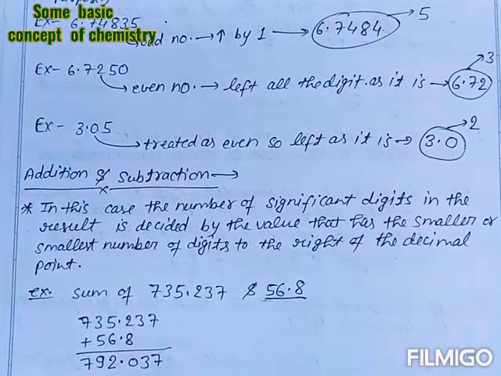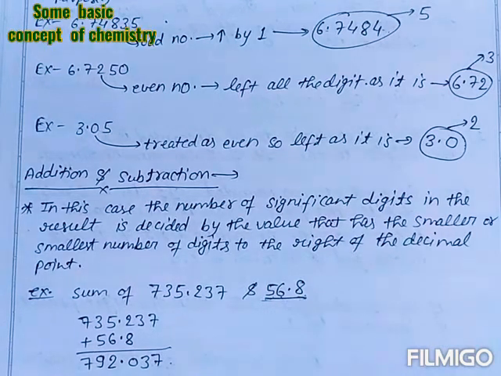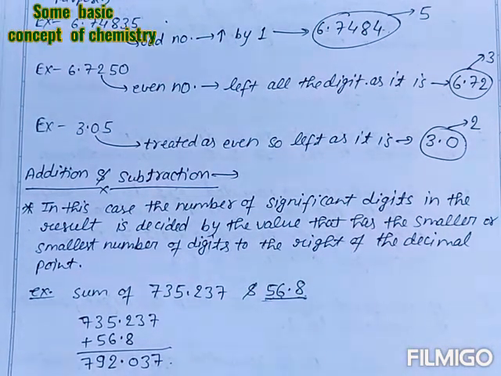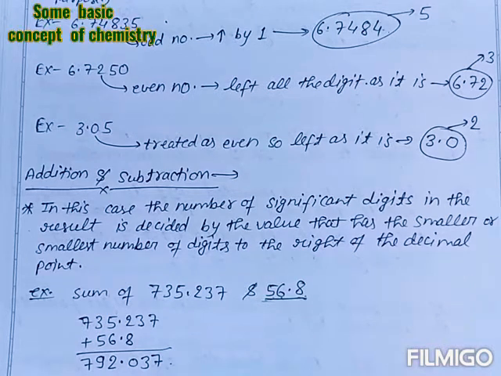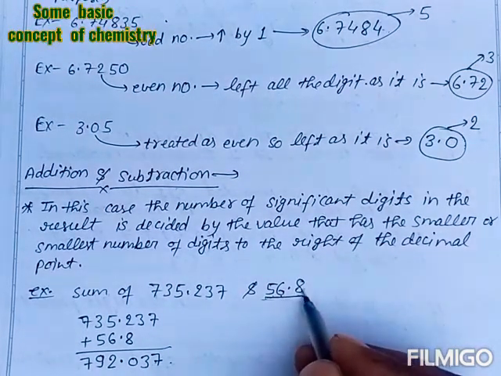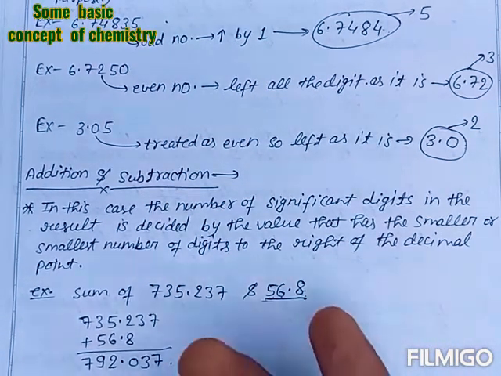So the answer will be 792.037. The smallest is 123, so you will take only 3 places after the decimal point. You will not consider more. The second value has one digit to the right of the decimal point, 0.8, so after the decimal you will take only one digit. This is the simple way.